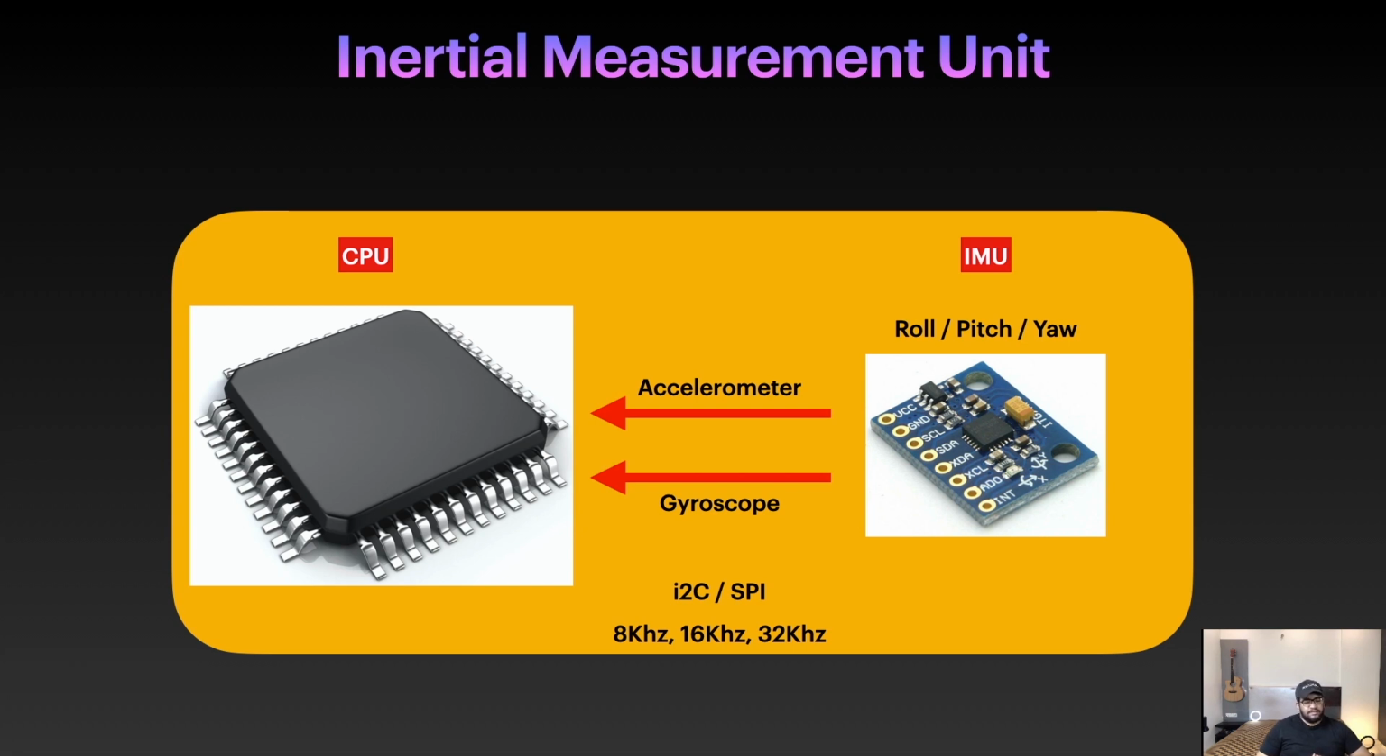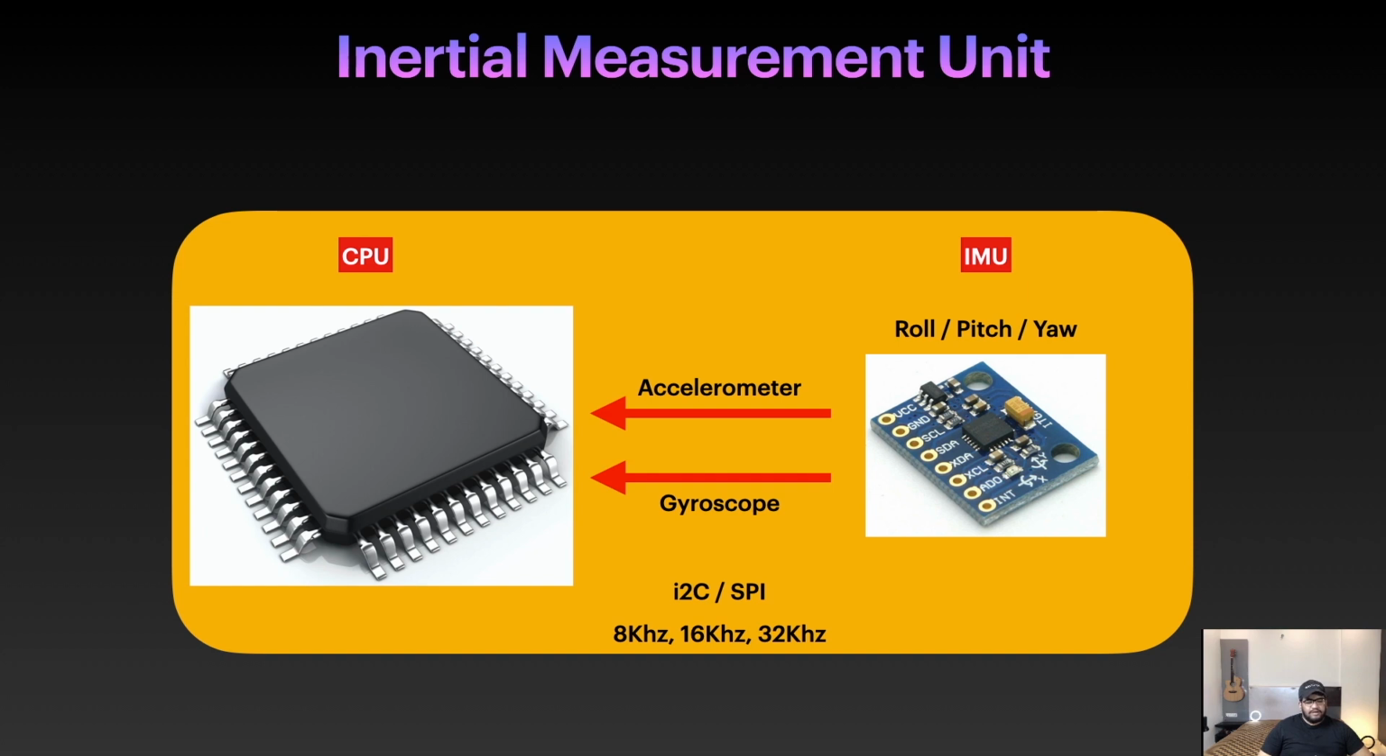But this kind of similar chip can also have a magnetometer or a barometer. So the single package containing all the sensors is called an inertial measurement unit, or IMU for short. And an IMU can be made by different companies. So it's not necessary that only one company makes IMUs.